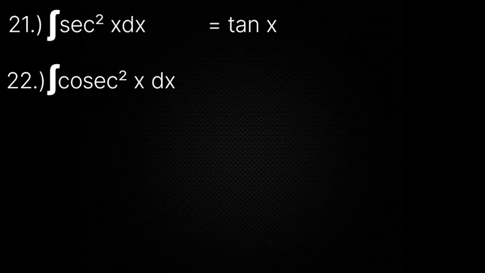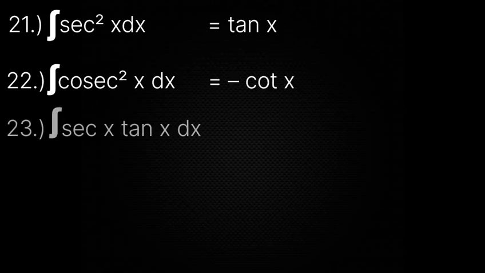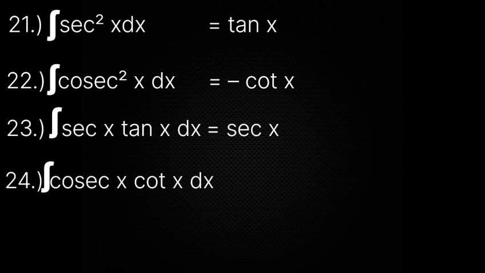The integral of secant squared x is simply tangent x, while the integral of cosecant squared x gives us negative cotangent x. Furthermore, the integral of the product of secant x and tangent x evaluates to secant x. And finally, the integral of cosecant x times cotangent x is equal to negative cosecant x. Don't forget to add your constant of integration, c, to all these indefinite integrals.